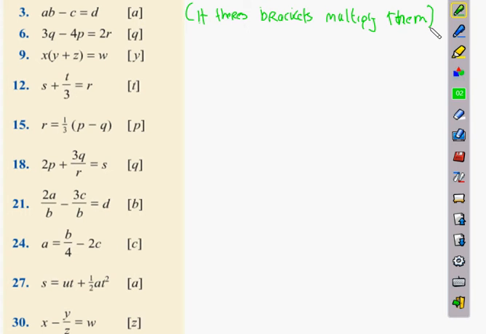So, look at this question here. X times (Y plus Z) equals W. In this question here, the Y is stuck in the middle. And we want to get Y on its own. So in order to free the Y, we have to multiply them out. Everybody happy with that?